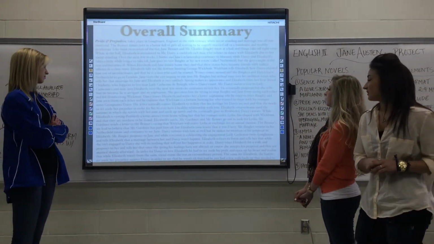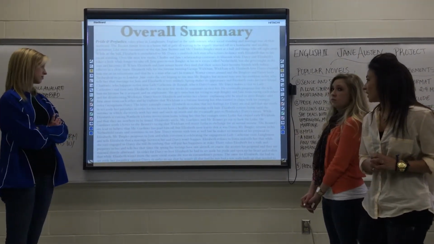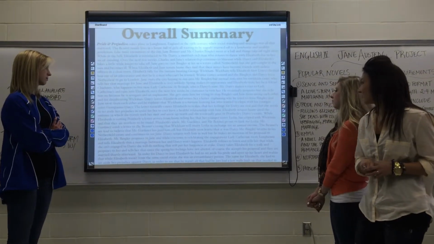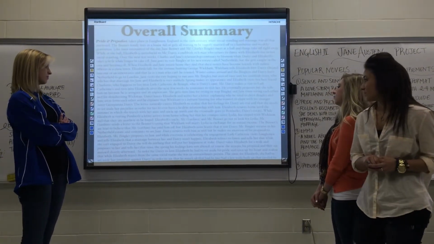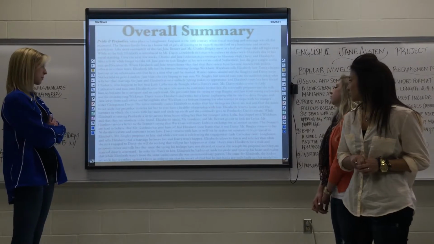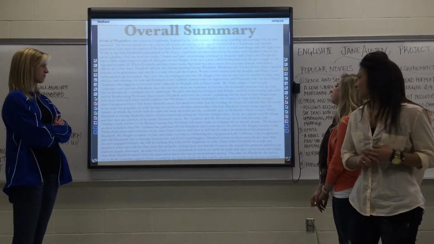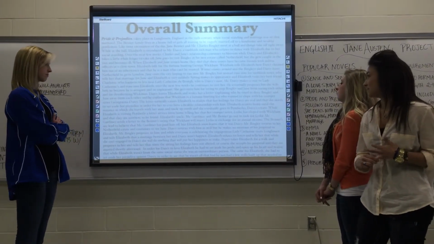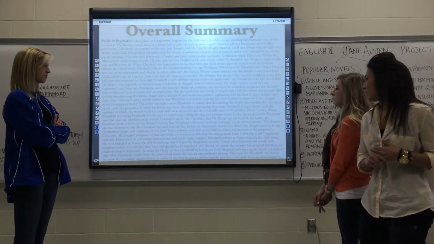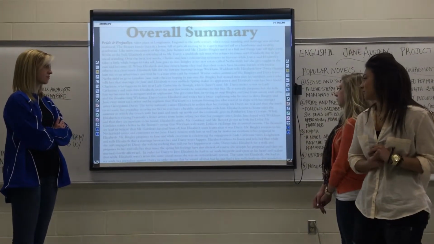Mr. Gardner later sends a letter to the Bennets saying that Wickham will marry Lydia in exchange for an annual income. The Bennets believe that Mr. Gardner has paid him off, but Elizabeth learns that it was Mr. Darcy. Bingley returns to his Netherfield estate and continues to see Jane. Darcy returns with him as well, but makes no mention of his proposal to Elizabeth.